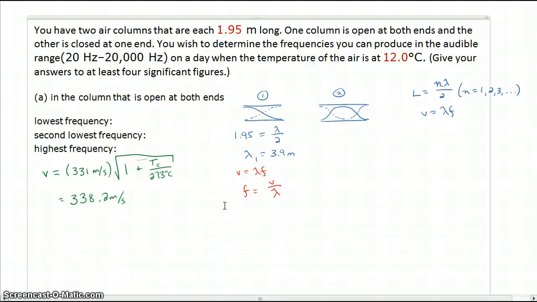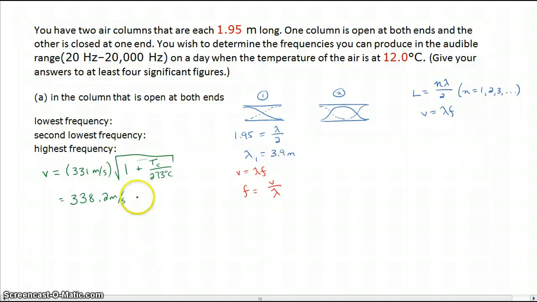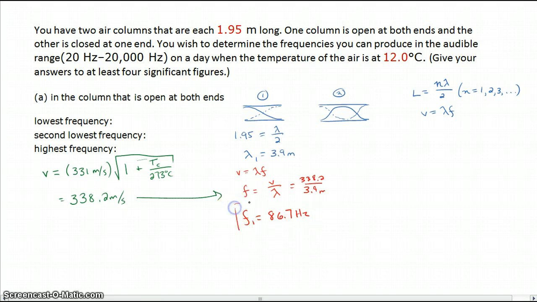So let's see what we end up with now. Let's take this number and figure out what frequency that's going to mean we're dealing with in this situation. So this v is 338.2 and it's over this 3.9 meters, and so that's going to give me my fundamental frequency, my first frequency of 86.7 hertz. Okay, so I've addressed this first question here. The lowest frequency is the fundamental frequency.